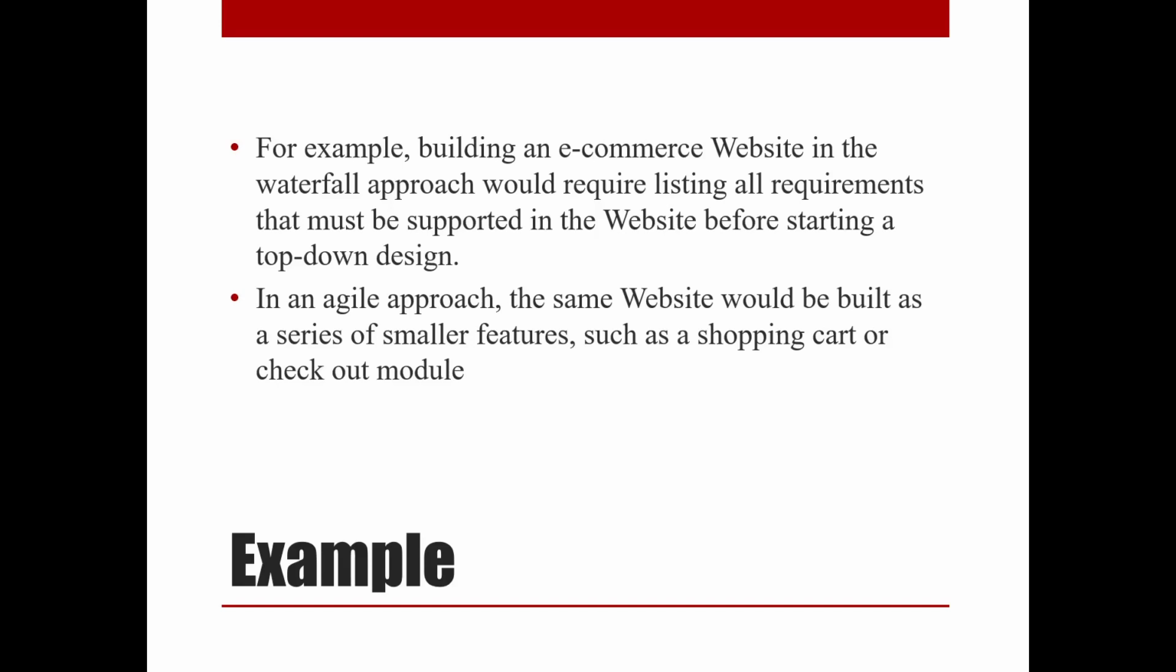Here is an example where we can consider the agile approach and extreme programming. Building an e-commerce website in the waterfall model would require listing down all the requirements of the website before starting the actual design. However, in an agile process, the website would be built as a series of smaller functions like developing the home page, shopping cart, filters, or checkout modules. So smaller features, when combined, make up the whole project. This is where extreme programming of agile comes into the picture.